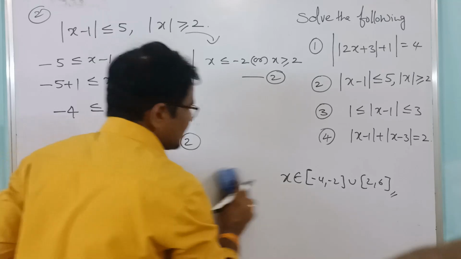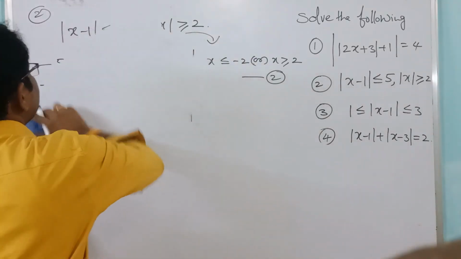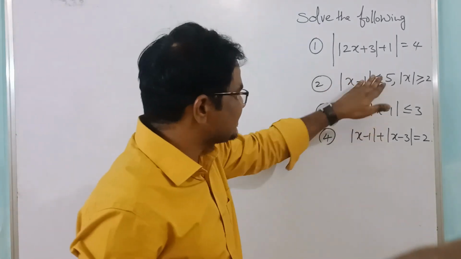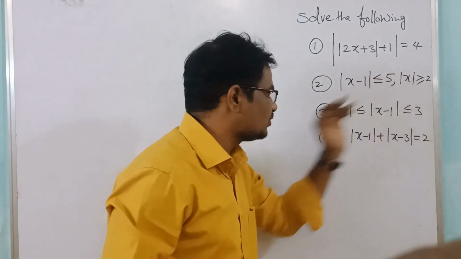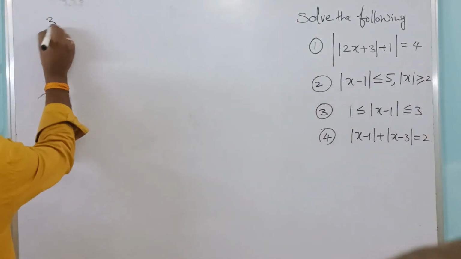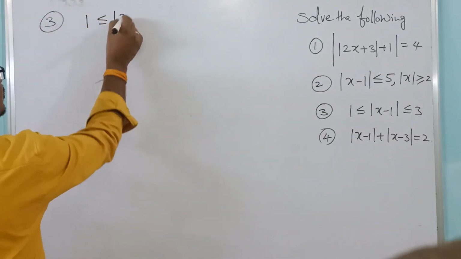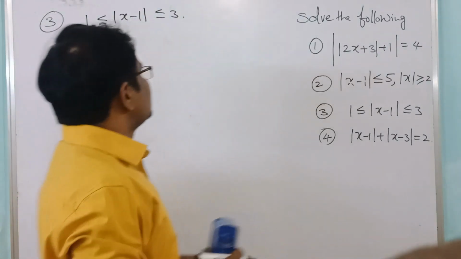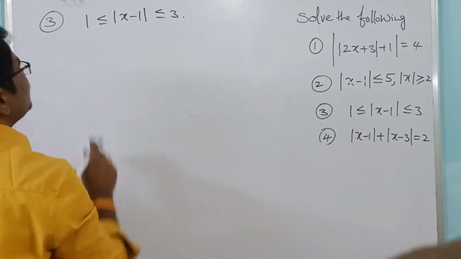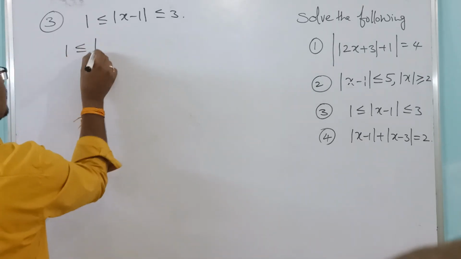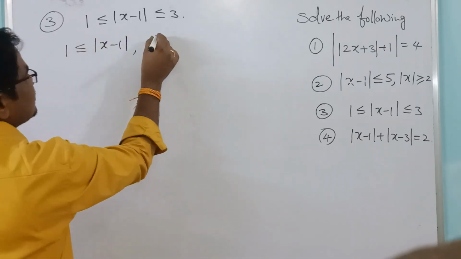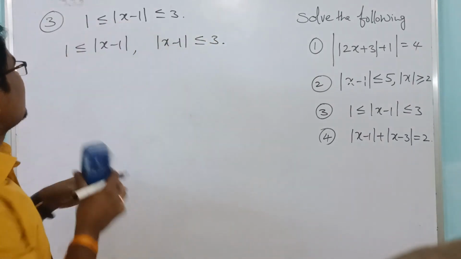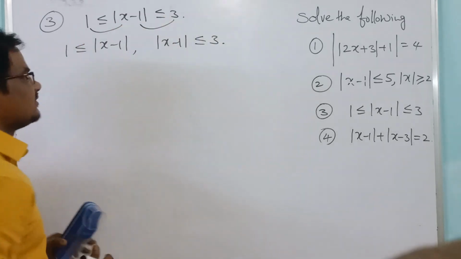Next, take the third problem. If you take the third problem, both are the same only, but this is a combination of these. The third problem is 1 less than or equal to modulus of x minus 1 less than or equal to 3. Here it is given together, so how to write it: 1 less than or equal to modulus of x minus 1, and next modulus of x minus 1 less than or equal to 3. So this is the first one and this is the second one you take.